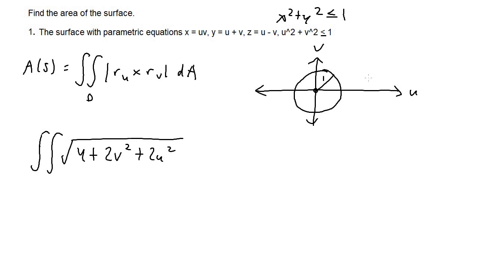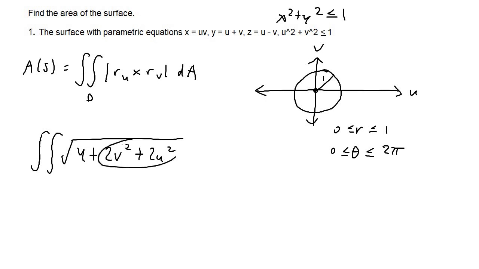So instead of u and v, this time we have r and theta. For the radius, realize that the bounds for r are just going to be from 0 to 1, and the bounds for theta, since it's a complete circle, is just going to go from 0 to 2 pi. And we also need to convert what's inside the integral into polar coordinates as well.